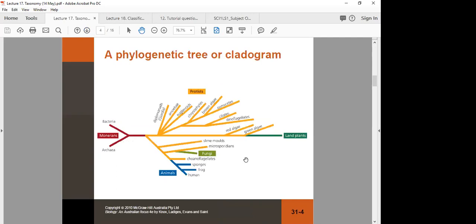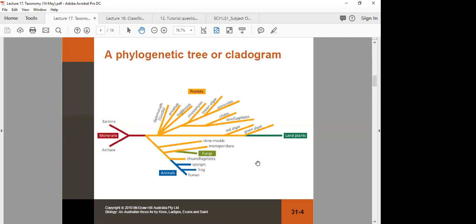Let's have a look at it in a little bit of detail. So this branch here obviously represents the land plants. In yellow, all the yellow branches belong to this group called the protists. Over here in red, these are our prokaryotes, here referred to as the monorans. And then down here, we've got another 3 branches of the protists. This one here is the fungi, and in blue, we have a couple of branches representing the animals.